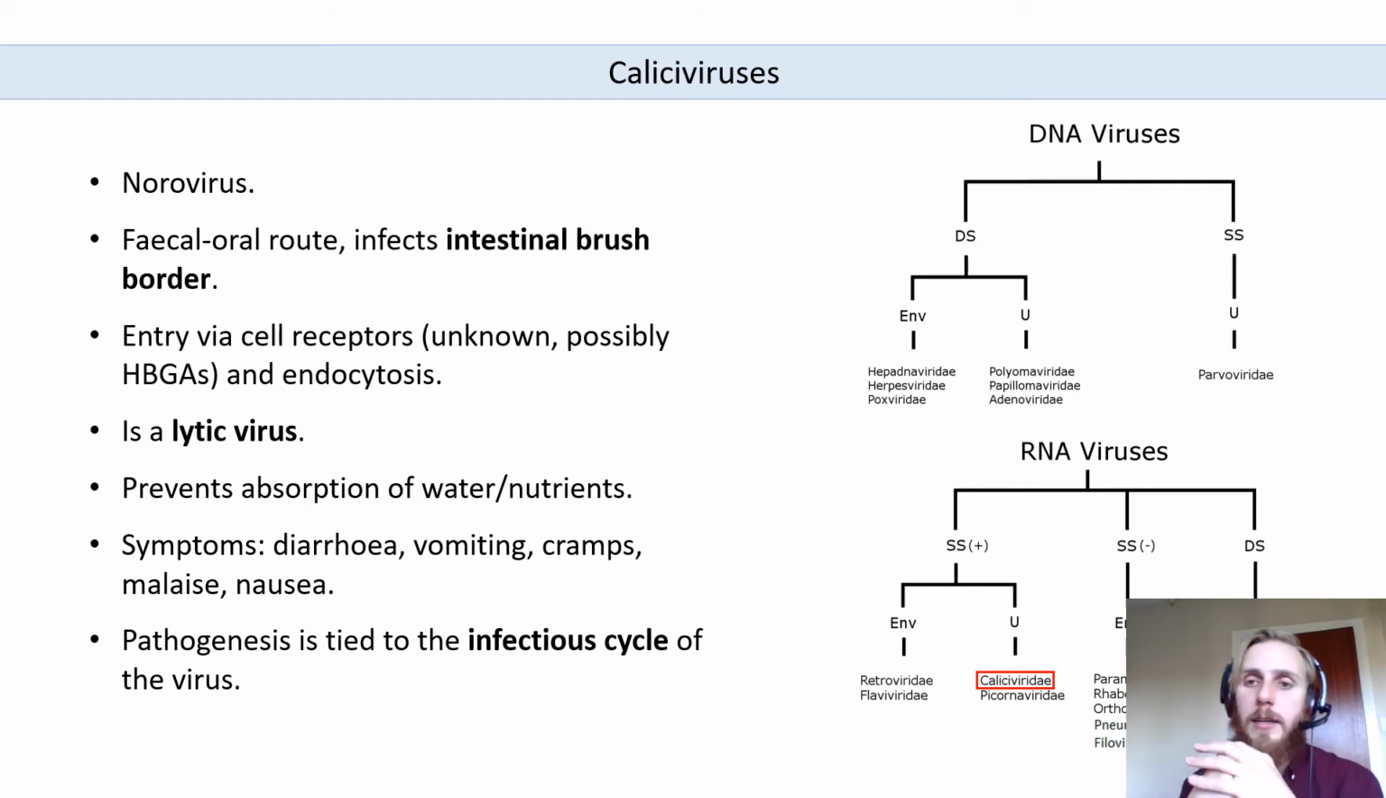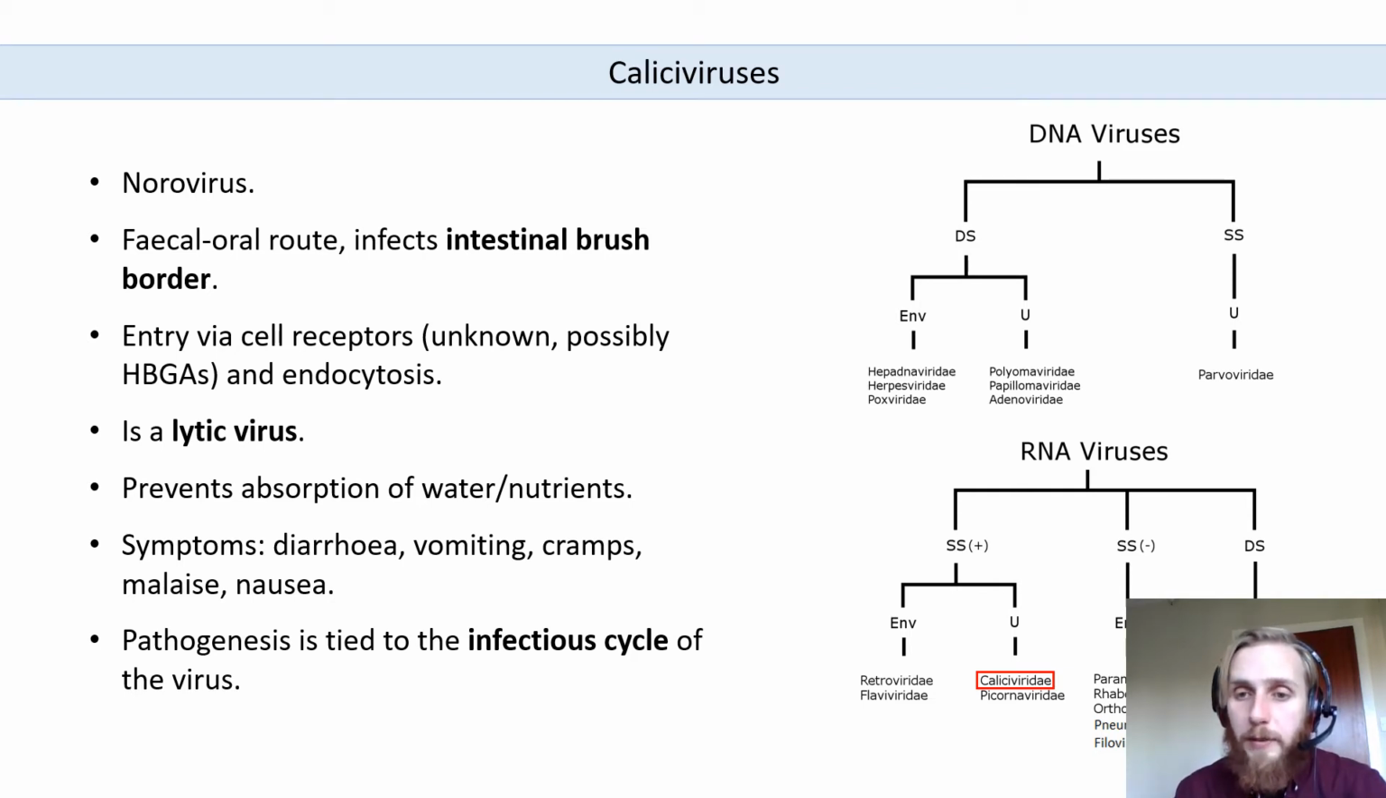It's pretty clear to see how its ability to infect the border of the intestine is linked to its symptoms, so linked to the pathogenesis, because it causes severe gastrointestinal symptoms. It's transmitted through the fecal-oral route, so it's ingested. And then when it's ingested, it infects the cells essentially lining the intestine. Once it infects these cells, and the intestine is a core structure within the gastrointestinal tract, it causes gastrointestinal symptoms: diarrhea, vomiting, cramps, nausea. These are all gastrointestinal symptoms in this case.